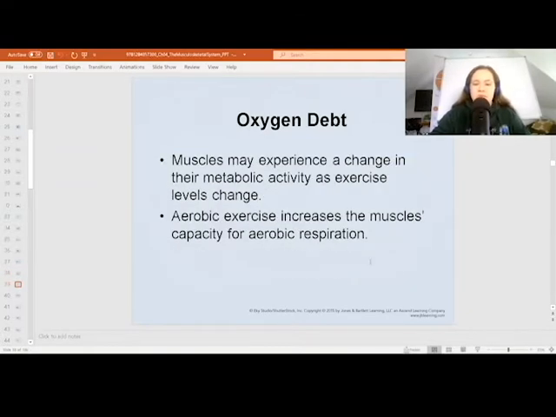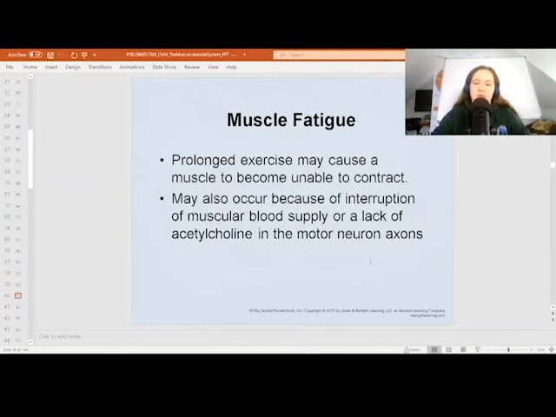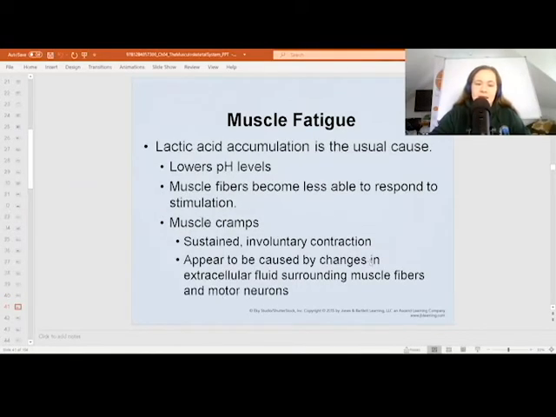Muscles may experience a change in their metabolic activity as exercise levels change. Aerobic exercise increases the muscle's capacity for aerobic respiration. Muscle fatigue is when prolonged exercise may cause a muscle to become unable to contract. This may occur because of interruption of muscular blood supply or a lack of acetylcholine in the motor neuron axons. Lactic acid accumulation is the usual cause.